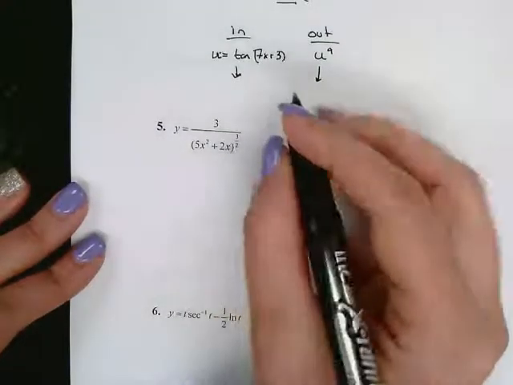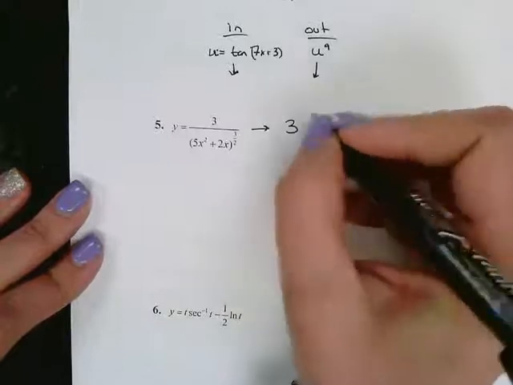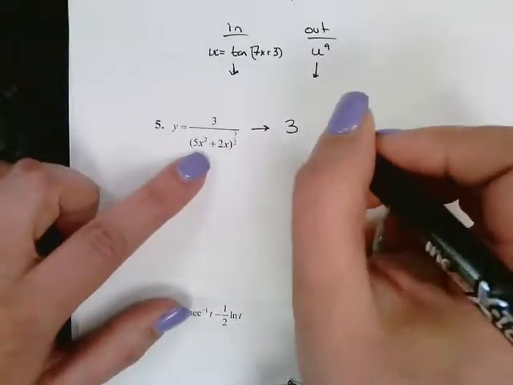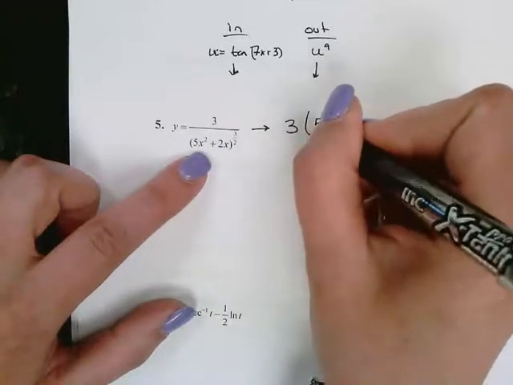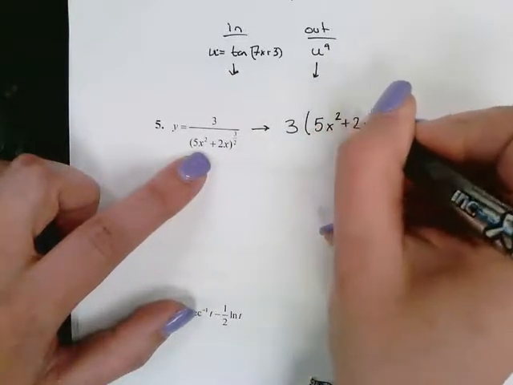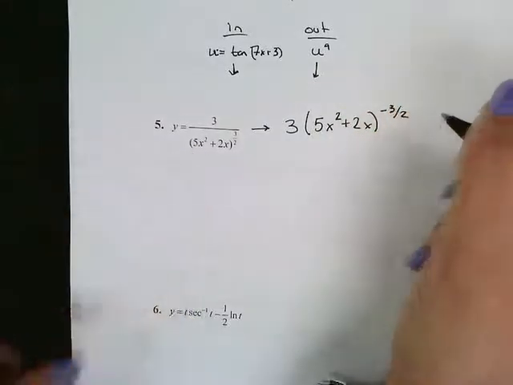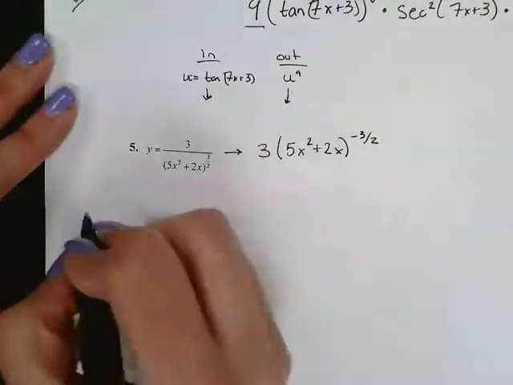Alright, for number 5, the first thing that you're going to do is write it in a way that you can actually take the derivative. Or you could use the quotient rule, but I think it's going to be much easier to just write it in the numerator as negative 3 halves. And now you can just use the chain rule.